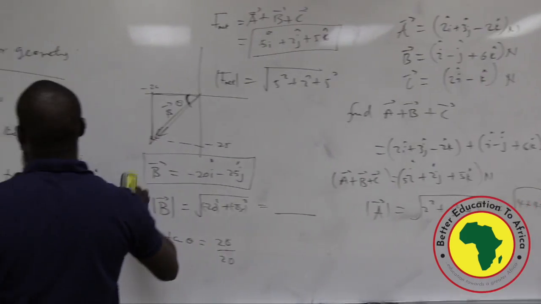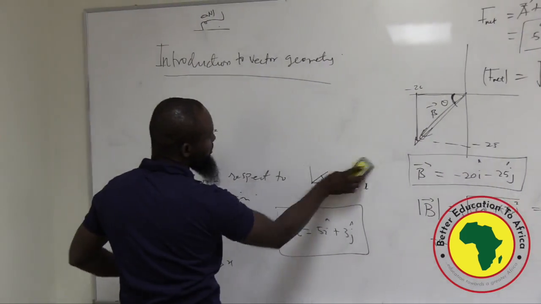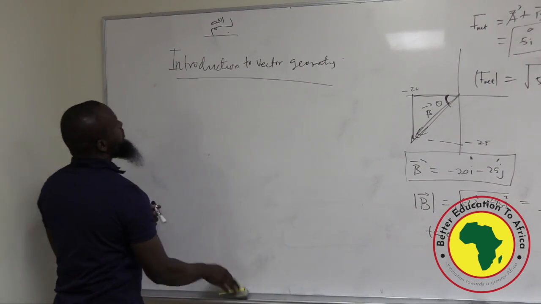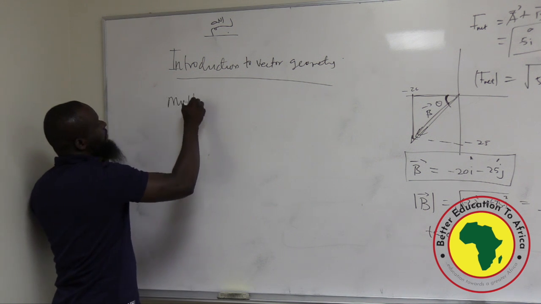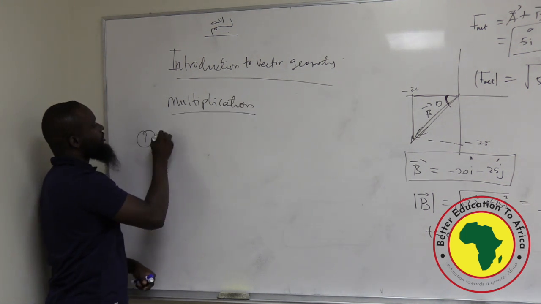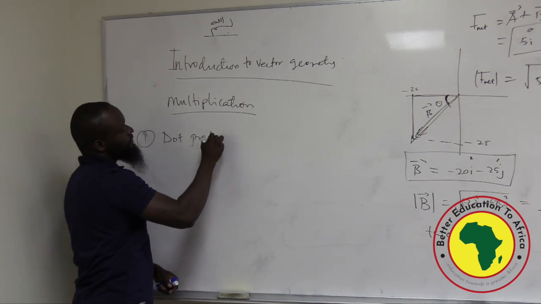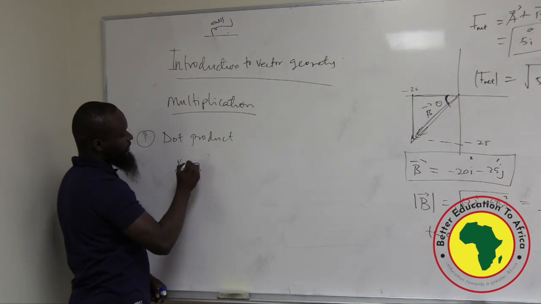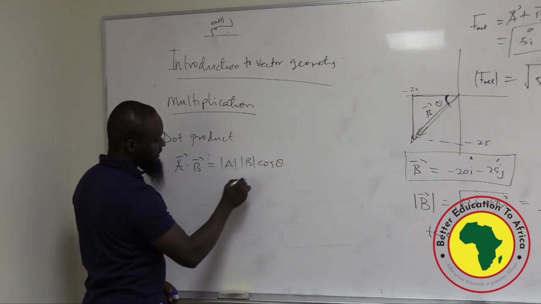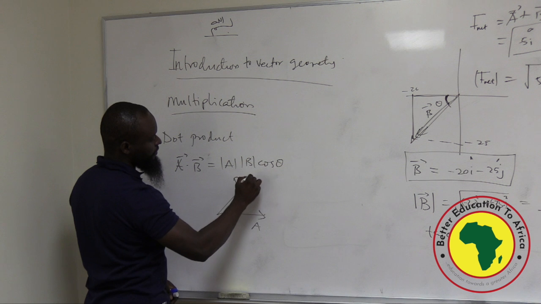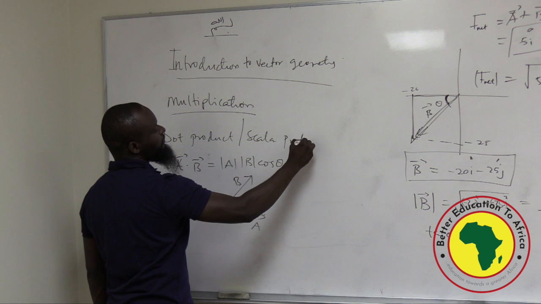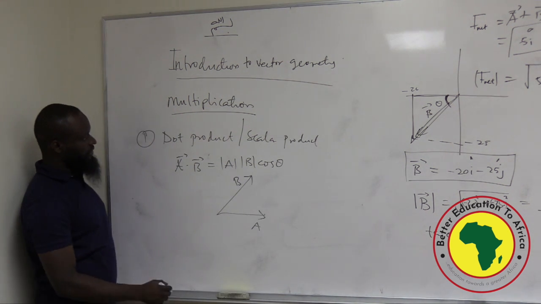Now we're going to end with the vector geometry of multiplication of vectors. So we have vector multiplication. The first one is called the dot product. So I say A dot B is magnitude of A, magnitude of B, cos theta, where theta is the angle between A and B. It's a scalar product called dot product or scalar product. So you're going to get a scalar. So the answer is not a vector.